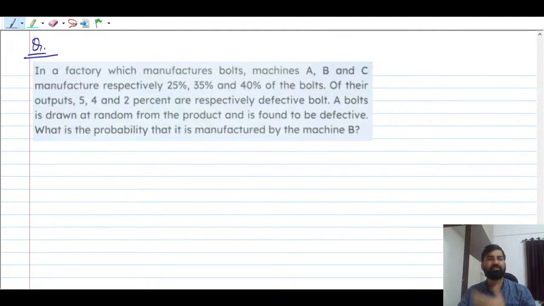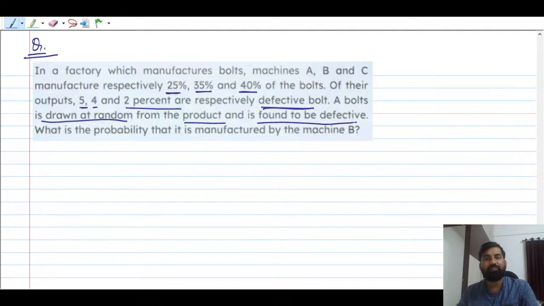In a factory which manufactures bolts, machine A, machine B, machine C manufacture respectively 25%, 35%, 40% of the bolts. Of their outputs, 5, 4 and 2% are respectively defective. A bolt is drawn at random from the product and is found to be defective. So you have to go till the last. It will produce the product and then it is defective. What is the probability that it has been manufactured by machine B?